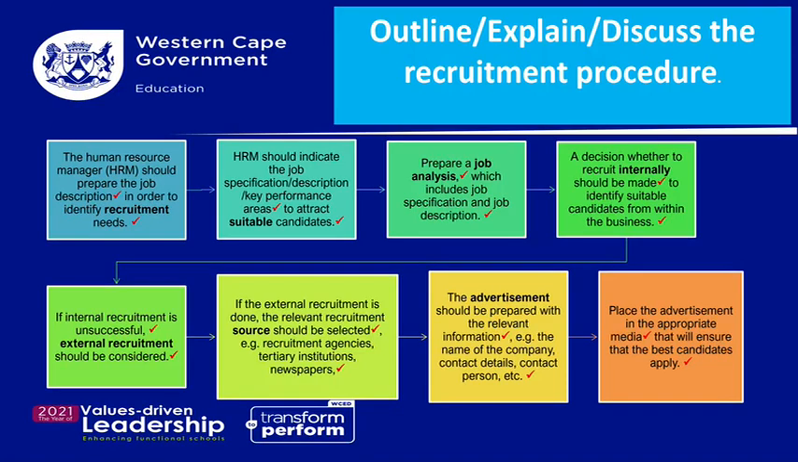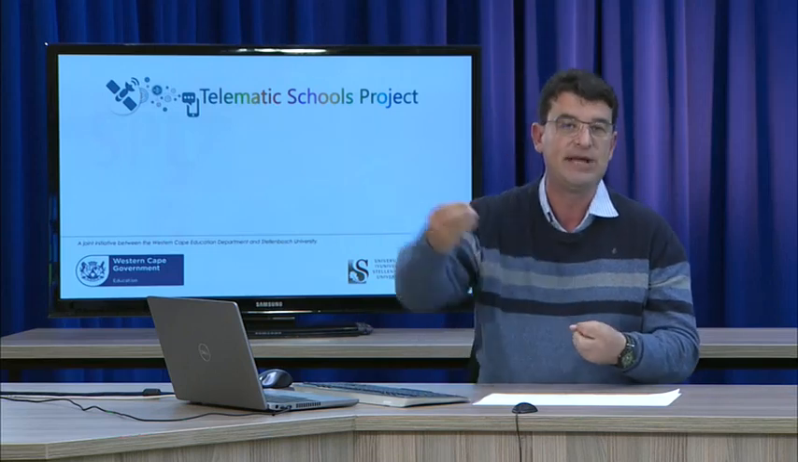Okay, if a decision to recruit internally is made, we need to identify suitable candidates from within our own business. Of course, external recruitment would then be the reverse. That means we are now looking for people outside of our business. We don't have the talent currently inside. We need to look for people outside of the business in order to fill that vacancy.